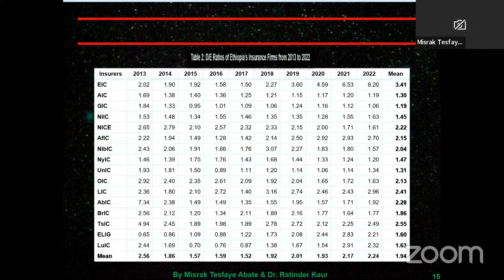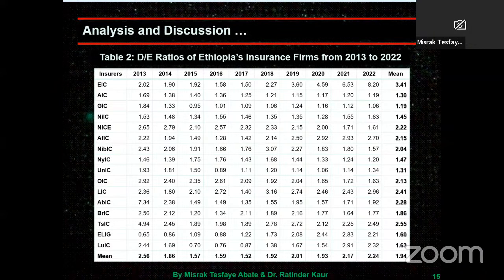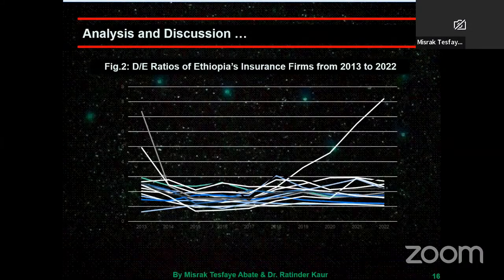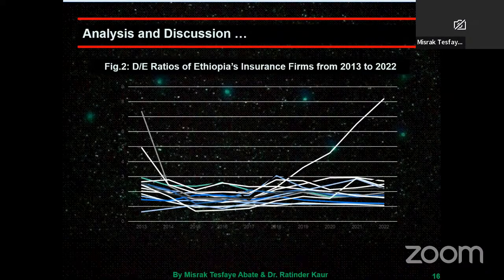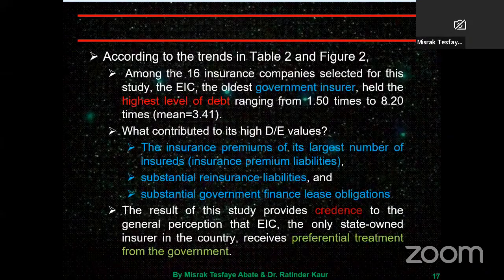I used a similar approach for the insurance sector. Table 2 shows the debt equity ratio of Ethiopian insurance firms for 10 years, with a similar approach, and the graphical presentation of the Ethiopian insurance firms.